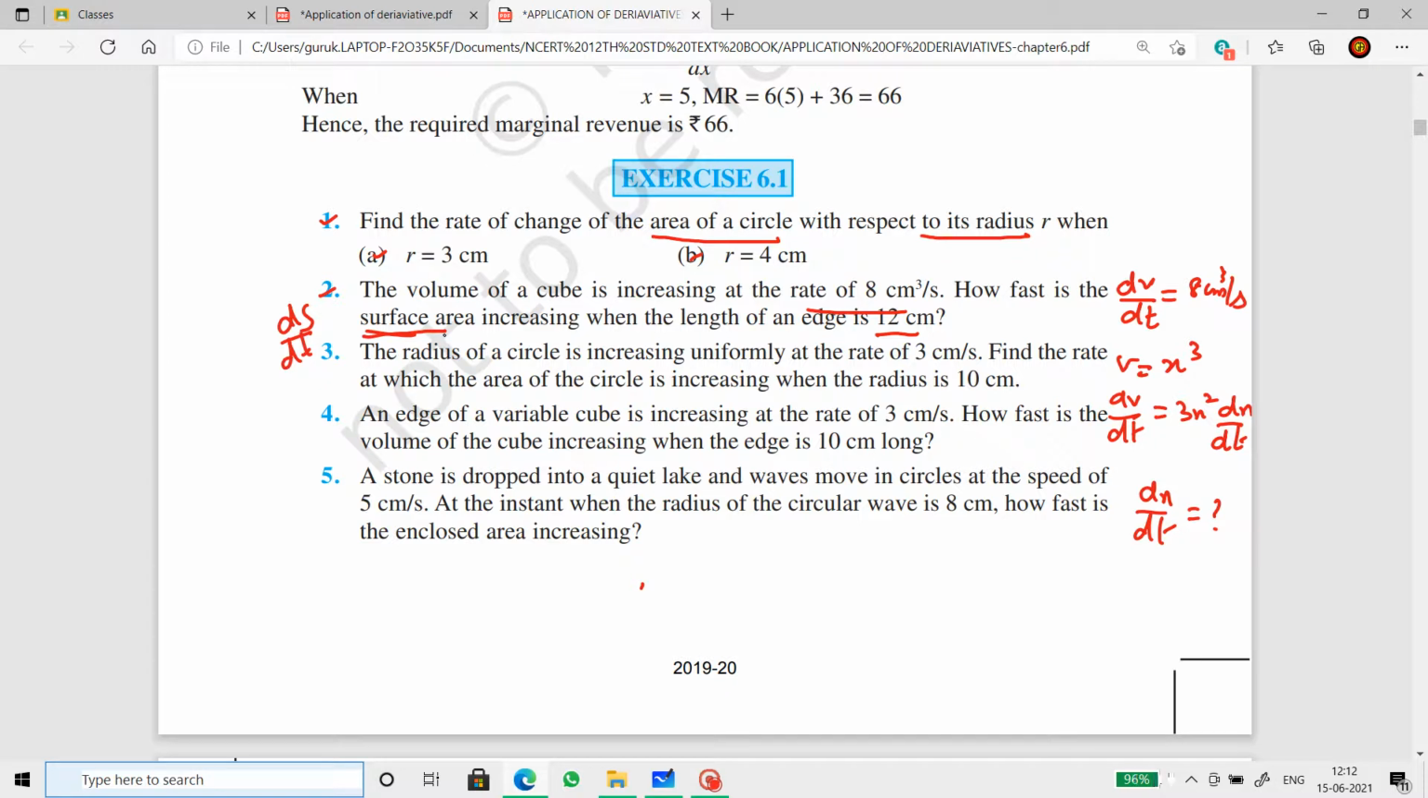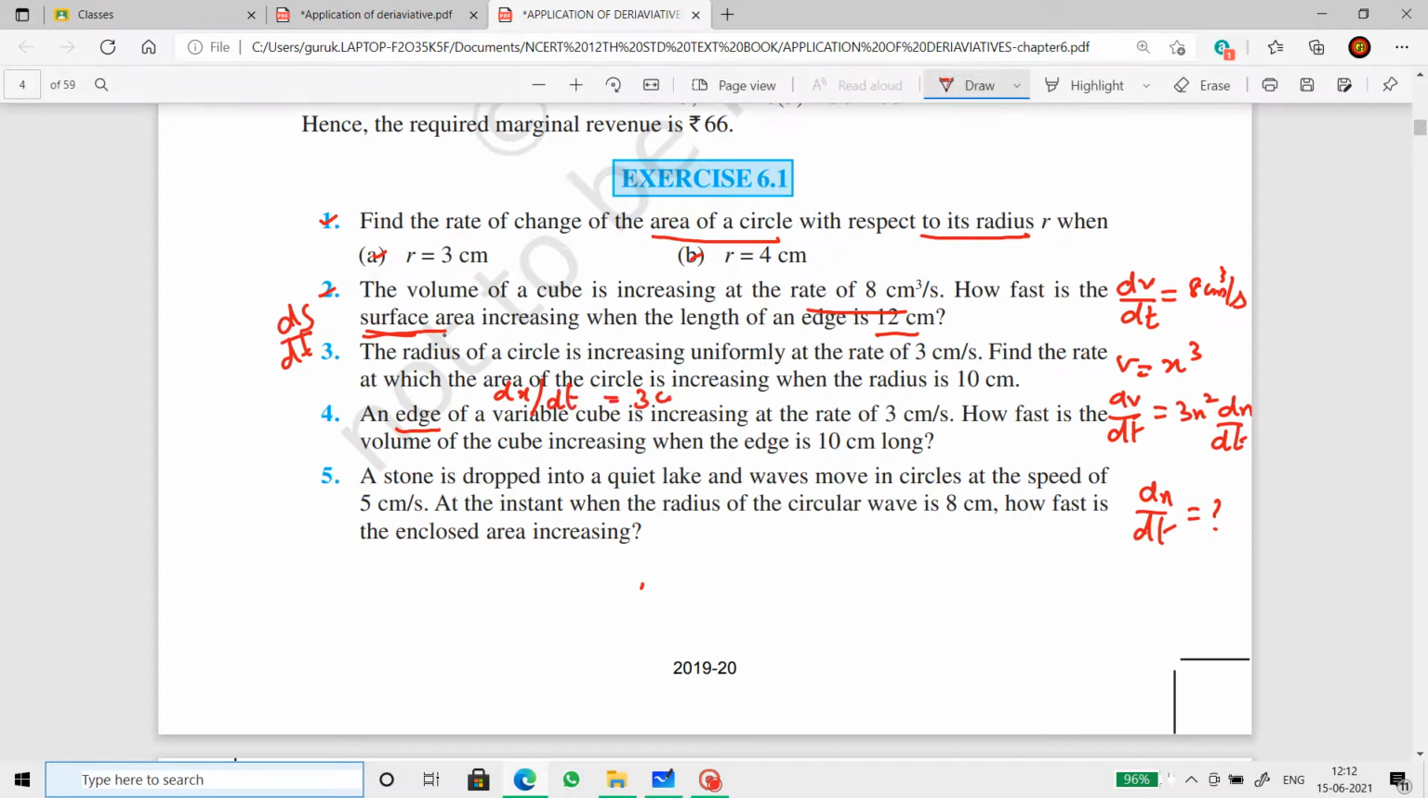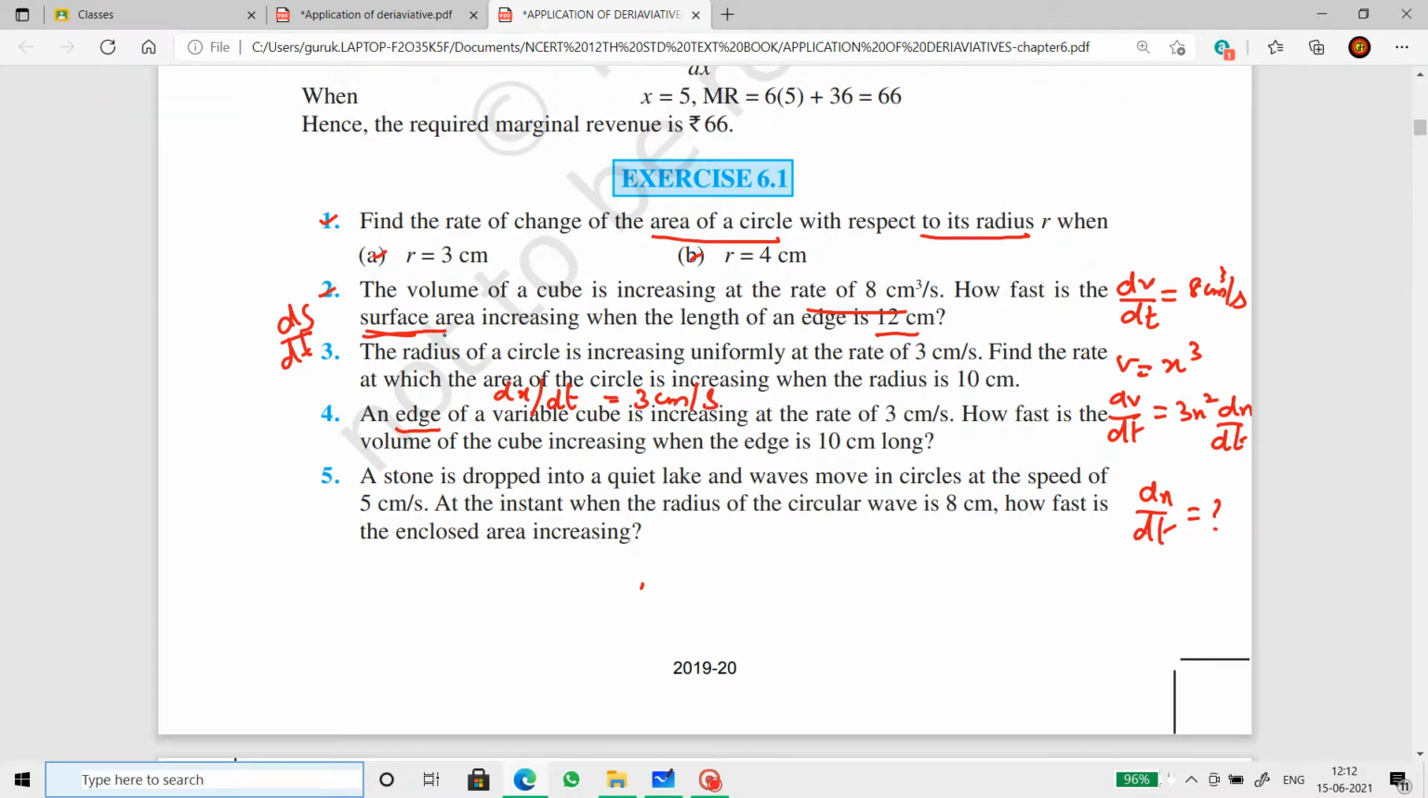The edge of the cube is increasing, so that means dx by dt. The edge is nothing but the side, isn't it? So dx by dt is given as 3 centimeter per second. How fast is the volume increasing when the edge is 10? So dV by dt we need to find when the side is 10.